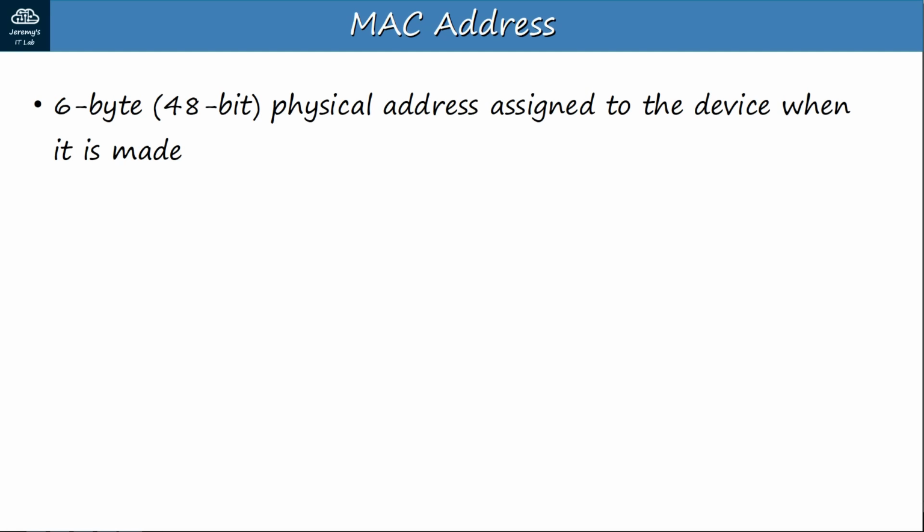As I mentioned before, a MAC address is a 6-byte, or 48-bit, physical address assigned to the device when it is made. This is different than an IP address, which you assign in the CLI when you configure the device. You might also hear the term burned-in address, or BIA, to refer to a MAC address. This is because the address is burned in to the device as it is made.